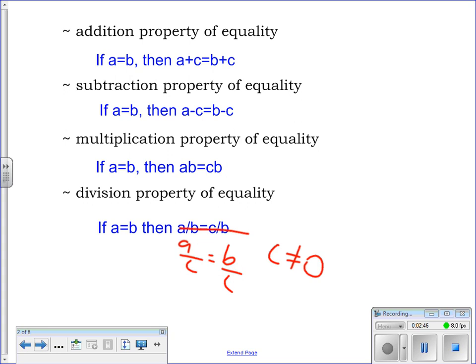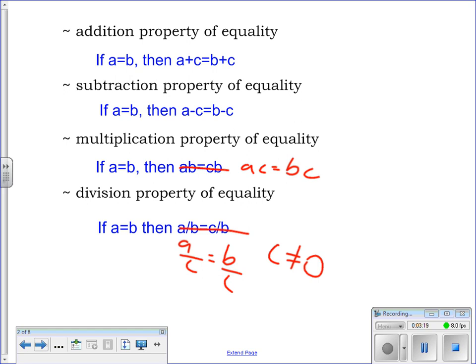Marlene. Okay, yeah, you cannot divide by 0. Yeah, the multiplication is the same way too. Thank you very much for catching that. A times C equals B times C. I'll try to remember to correct that later. Thank you. I don't always catch mistakes. Thank you.